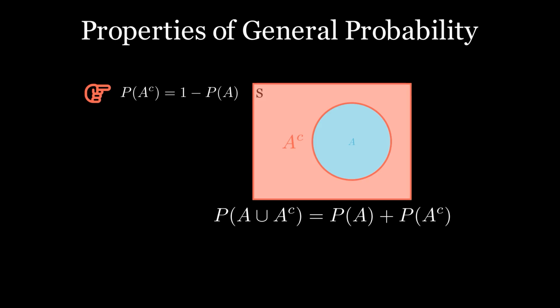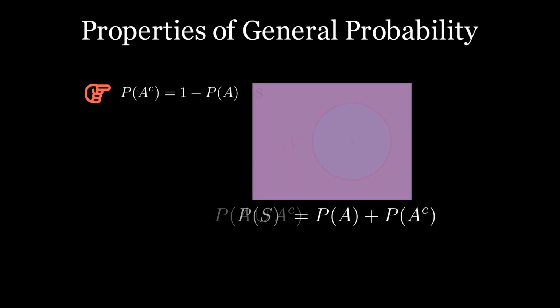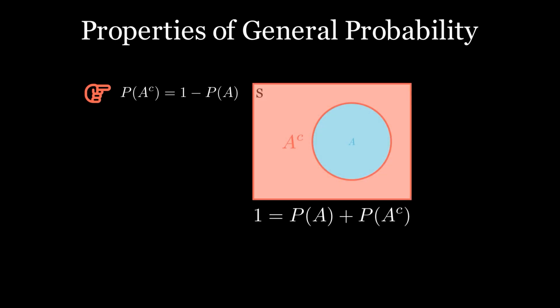Since A and A complement together form the whole sample space, we can replace the probability of the union of A and A complement with the probability of the sample space, which, as per axiom 2, would be equal to 1. Rearranging the equation, we get the first property of general probability.